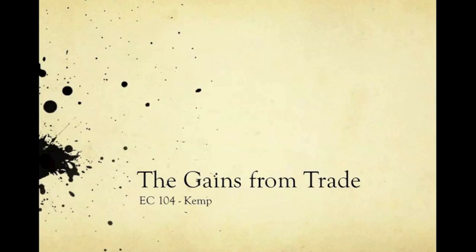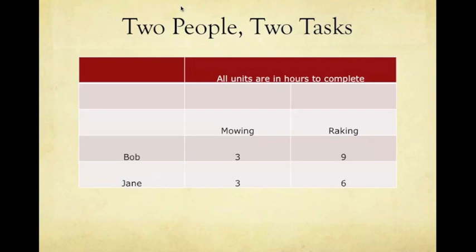Okay, today we're going to be talking about really the gains from trade and comparative advantage. Now this is the rationale for all trade. People trade things because they can get something else cheaper than they can do it themselves.